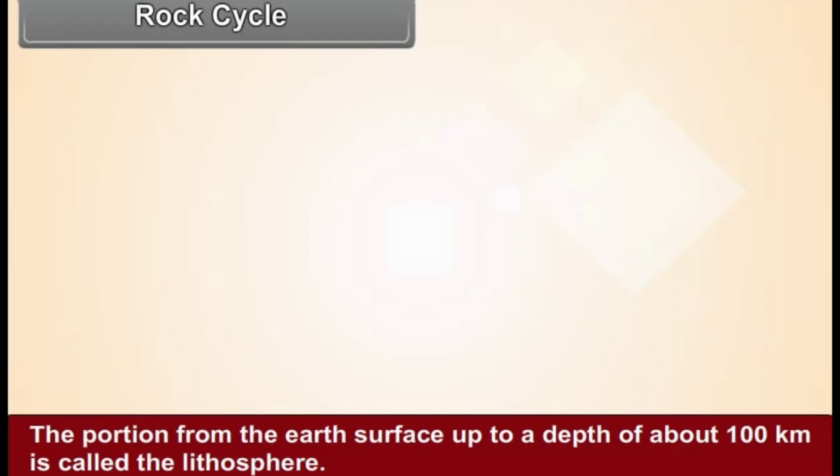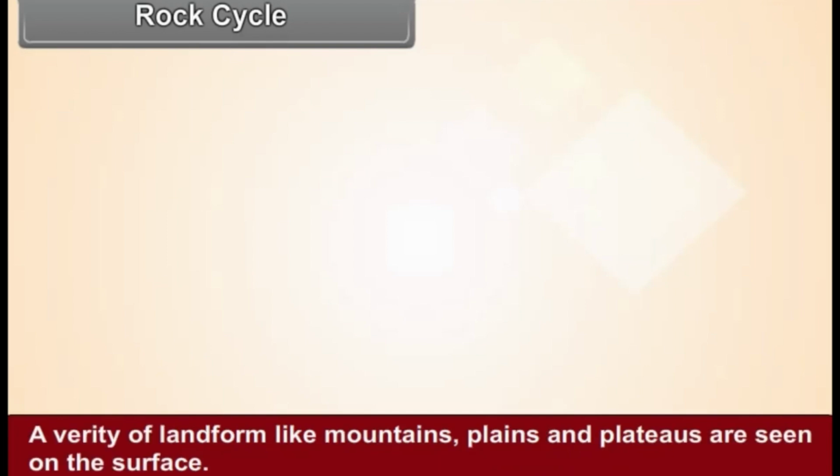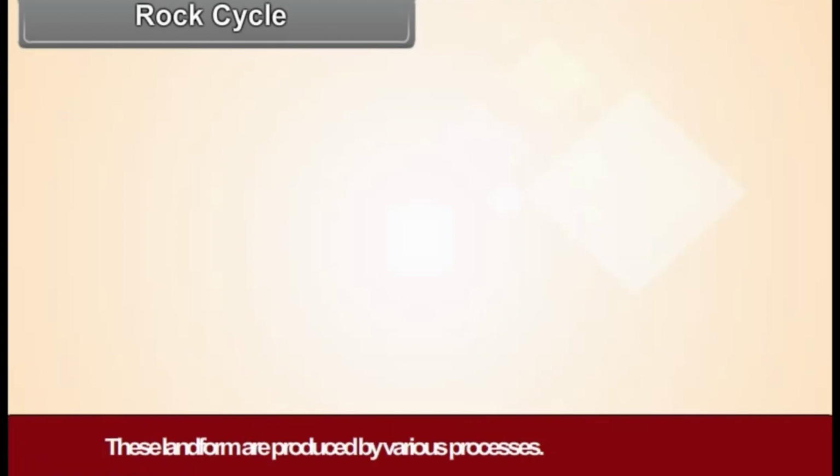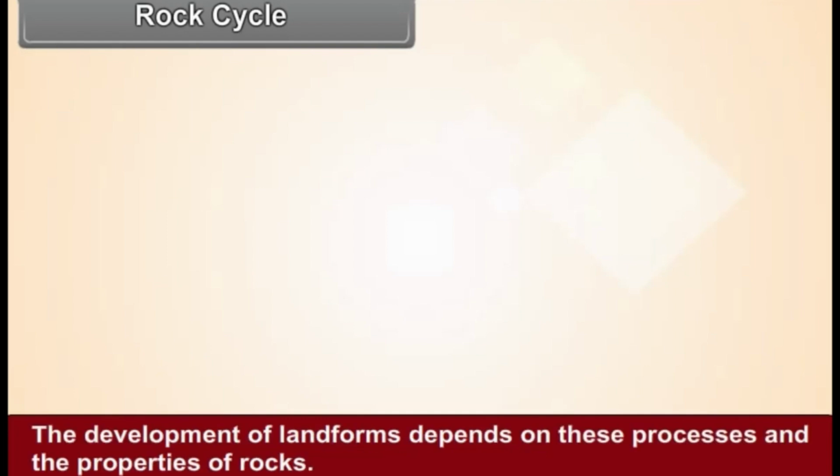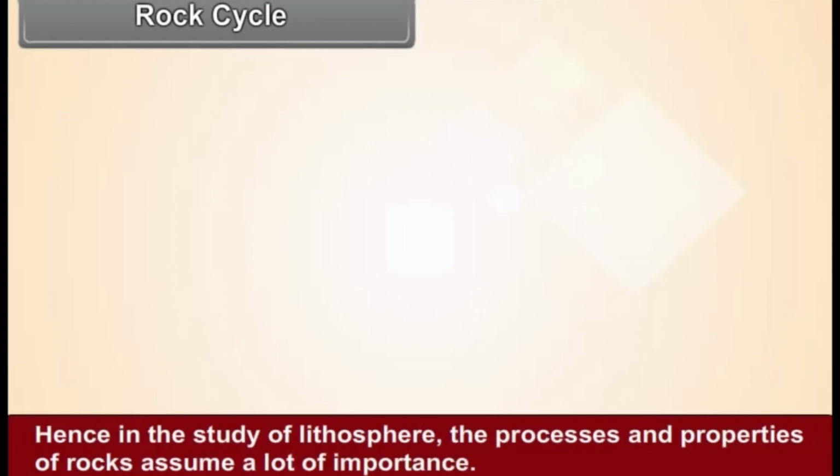The portion from the Earth's surface up to the depth of about 100 kilometers is called the lithosphere. Of this, we see only the surface part. A variety of landforms like mountains, plains, and plateaus are seen on the surface. These landforms are produced by various processes. The development of landforms depends on these processes and the properties of rocks. Hence, in the study of lithosphere, the processes and properties of rocks assume a lot of importance.